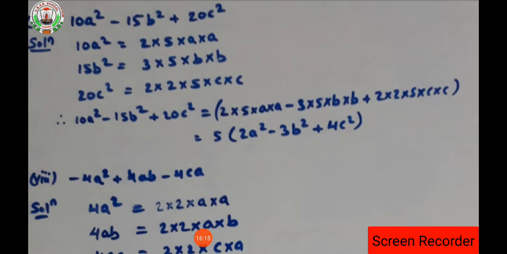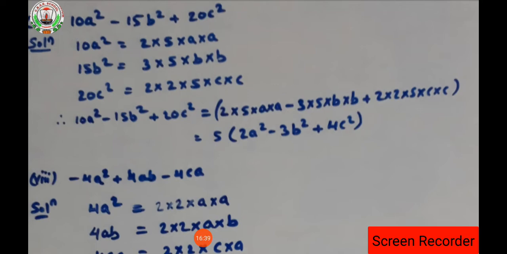So it is a trinomial. We have to expand the terms according to the individual terms. Okay, after expanding we are going to write it in the form of the question. That is, minus is there in the question between 10a square and 15b square, so in the expanded form also minus will come, and plus is between 15b square and 20c square, so plus will be in between in the expanded form.